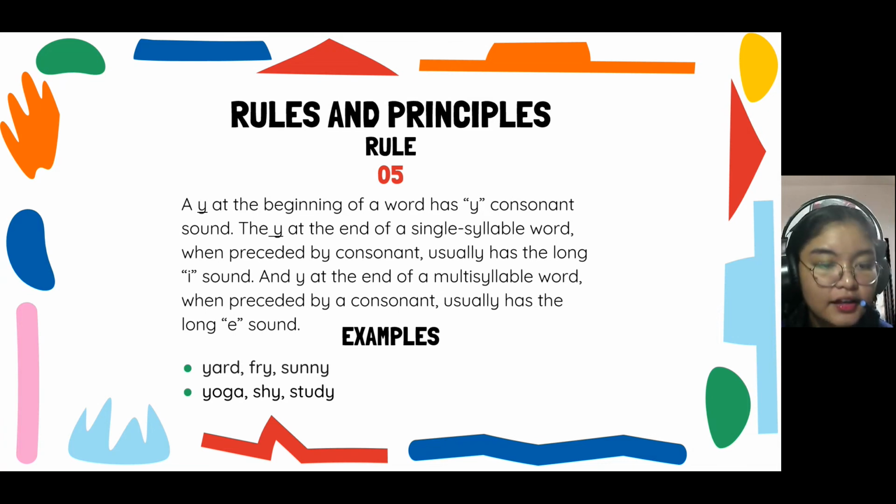And lastly, in rule number 5, at the end of a multisyllable word, when preceded by a consonant, it usually has a long E sound. For example, the words sunny and study.